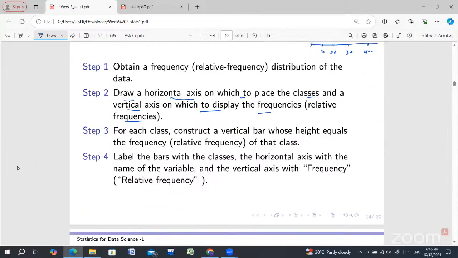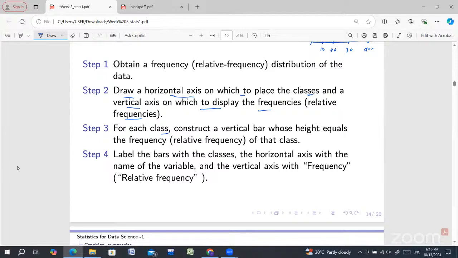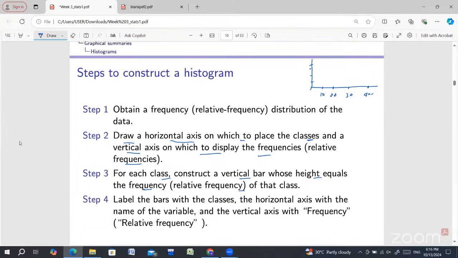And then step number 3 is, for each class, construct a vertical bar whose height equals the frequency or relative frequency of the class. So then we make a bar for each class. Suppose this is your 5, and the frequency for class 10 to 20 is 5. Then we make a bar like this. And the height of the bar represents the frequency of that class.